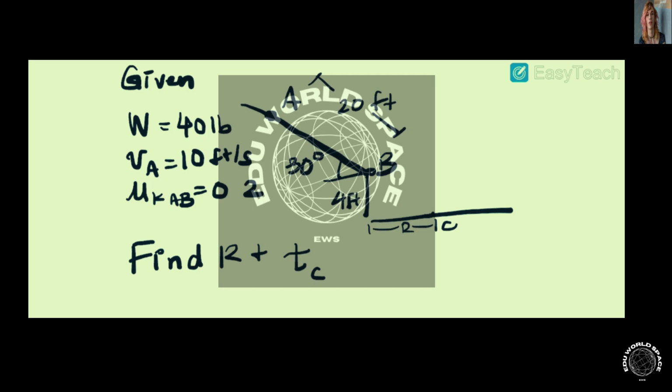What's given to us is a suitcase at point A that has a weight of 40 pounds and an initial velocity of 10 feet per second, which comes down this hill from A to B and lands at point C as designated here. The coefficient of friction on the path AB is 0.2, the angle of the slope AB is 30 degrees, and point B is at a height of 4 feet. The distance from A to B is 20 feet.